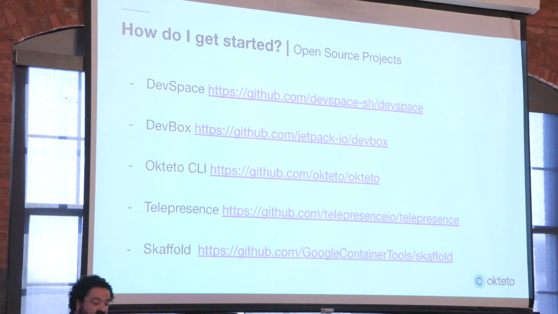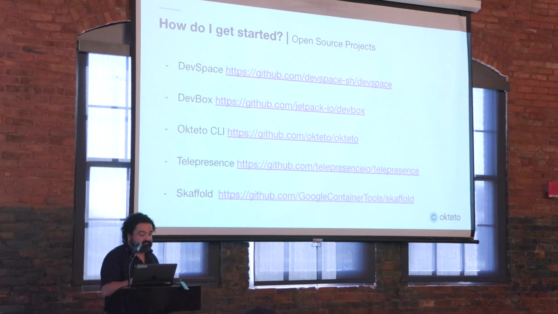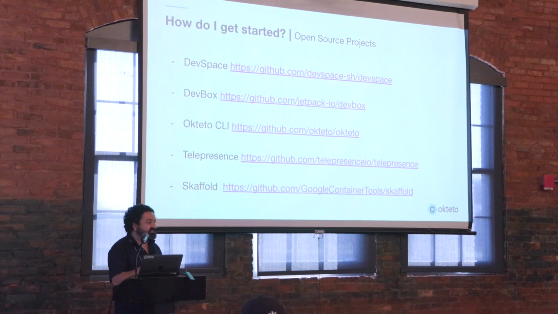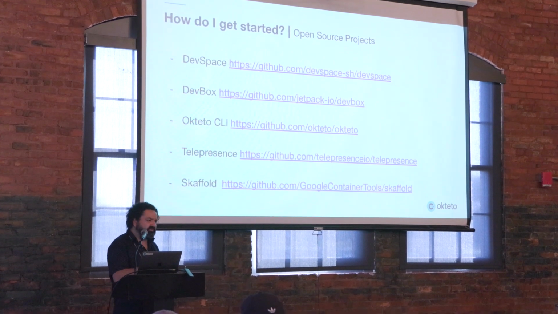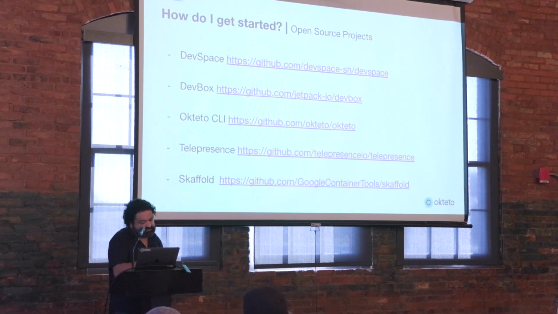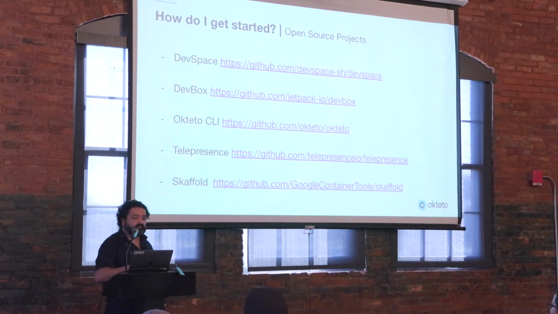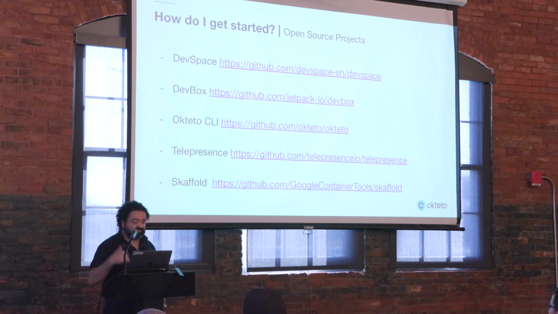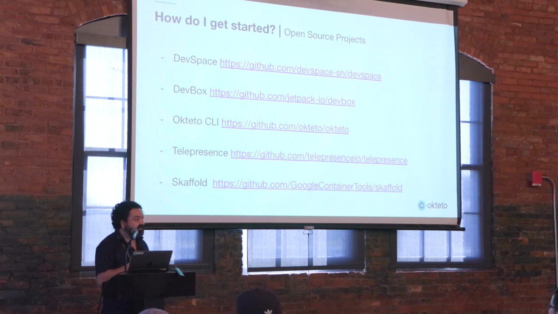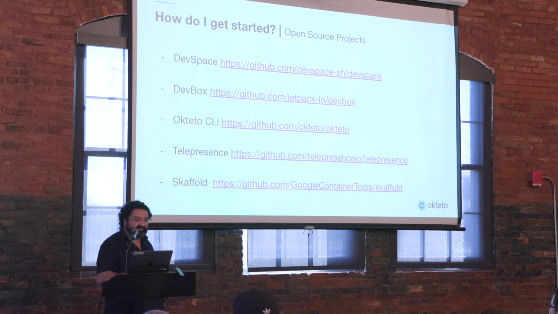It's part of the CNCF sandbox. DevBox from Jetpack, which uses Nix and has a different approach, but also automates deployments. Okteto CLI, Telepresence, more focused on how you kind of trick the network to redirect things to you. Skaffold, which is probably the granddaddy of them all. I bundle it together. I have strong opinions on Skaffold. I don't like having to build things at all.